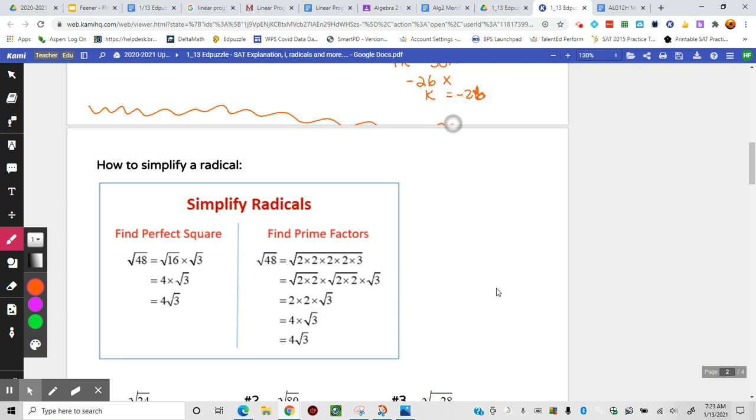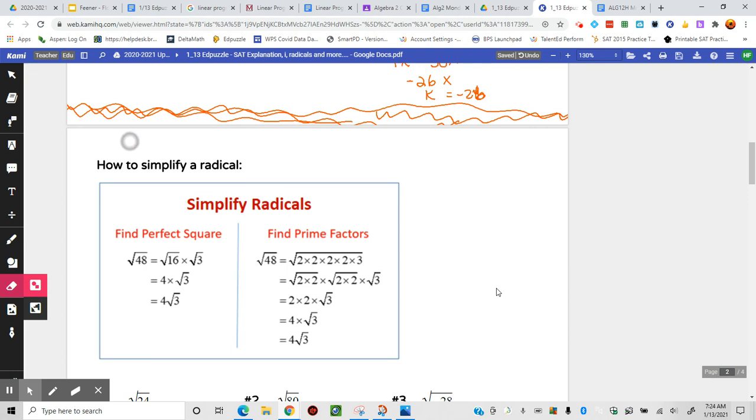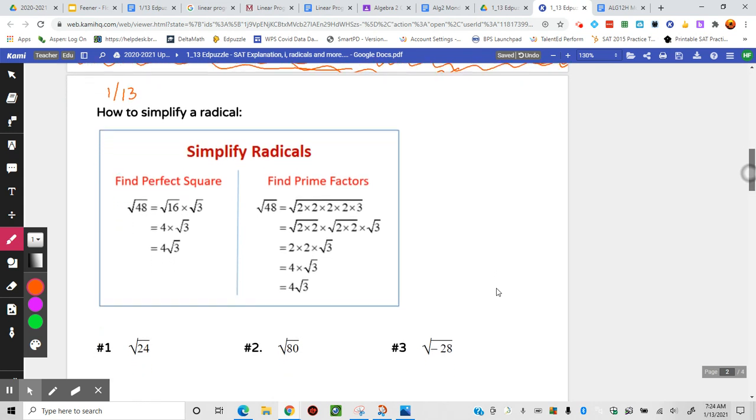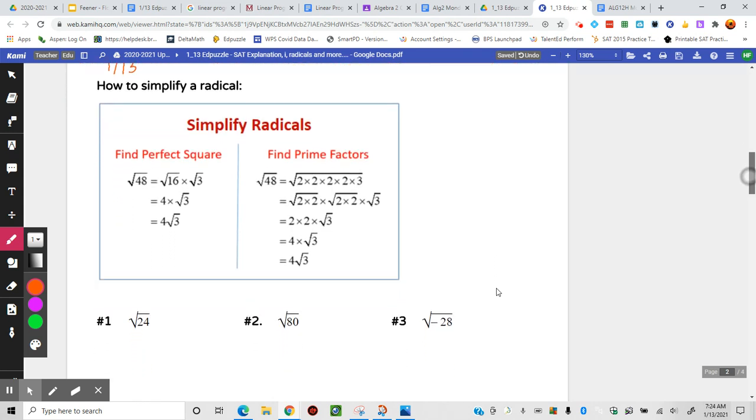Now, in your notes, you want to make sure that when you submit these today, you submit a photo of your notes, that you have these examples for how to simplify a radical. Okay, so you want to put the date on your page. Today's the 13th. Here we go. And you're going to submit a photo, and then you're going to answer a couple questions at the end.